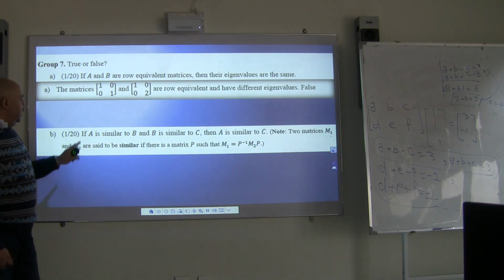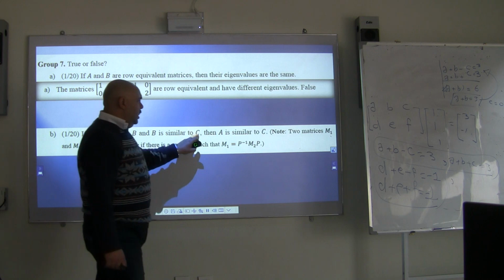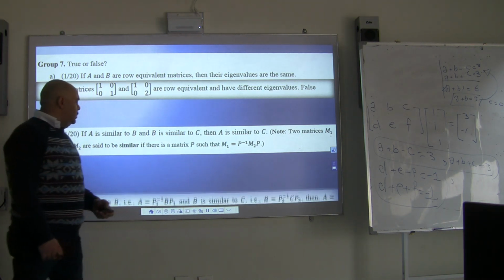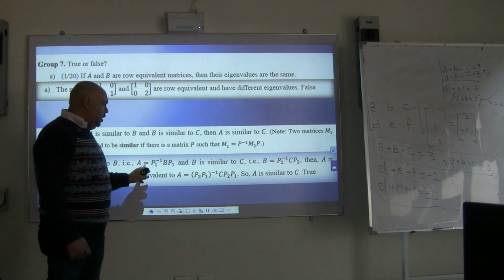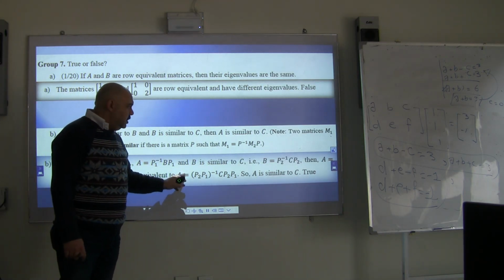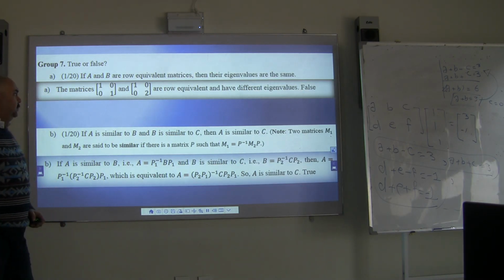So it's a false statement. If A is similar to B, and B is similar to C, then A is similar to C, yes, this is true. Applying these statements, that means A is similar to C, and it is true.